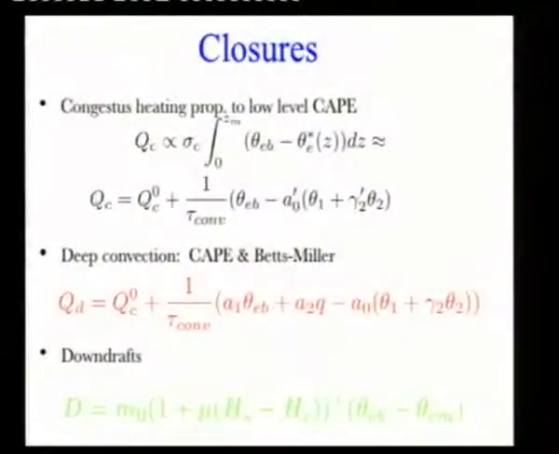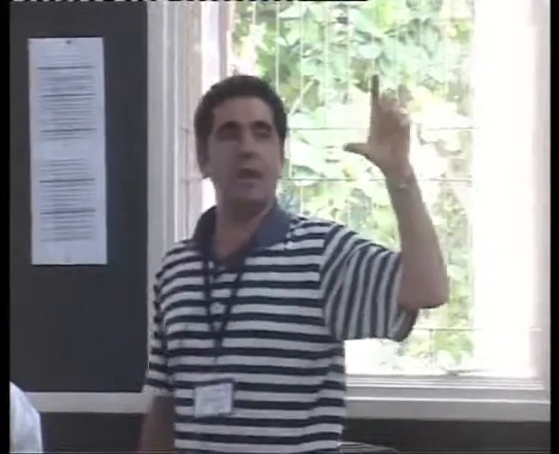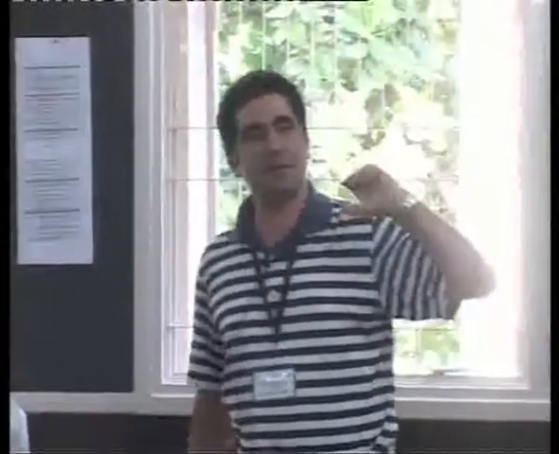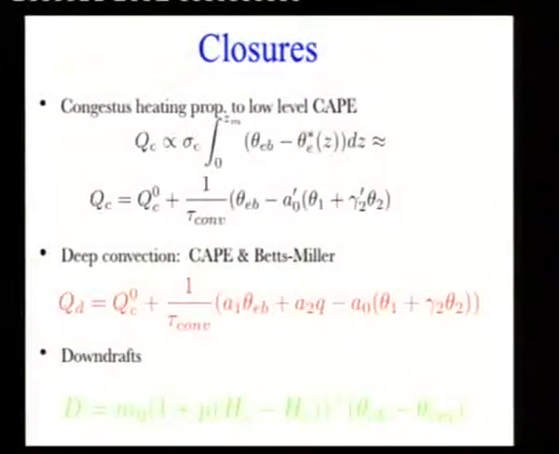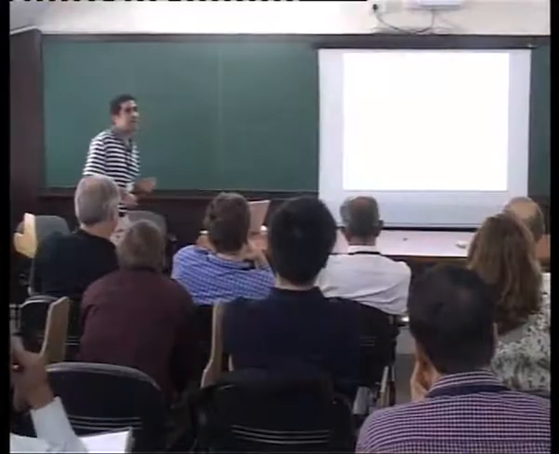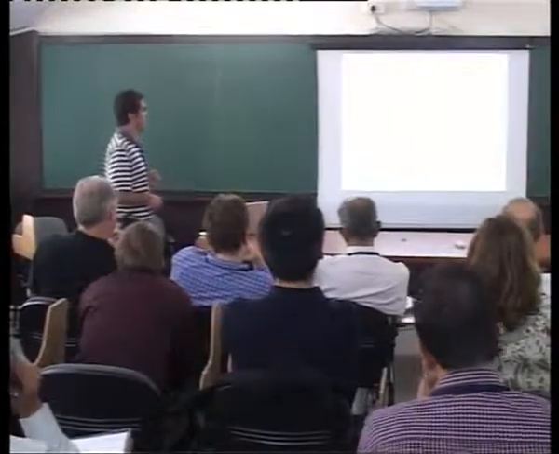For the congestus, we integrate the instability in the lower troposphere, because that's all the congestus cares about. We call it the low-level CAPE. And we use some Betts-Miller-type parameterization, sort of a CAPE closure, for deep convection. It adjusts to some background moisture, background temperature, and also some CAPE. And we make up the deep convection.